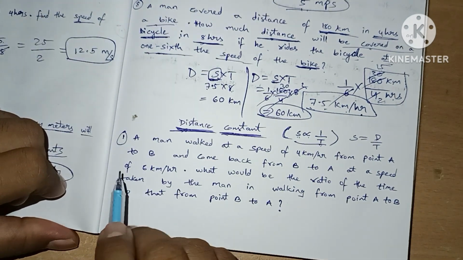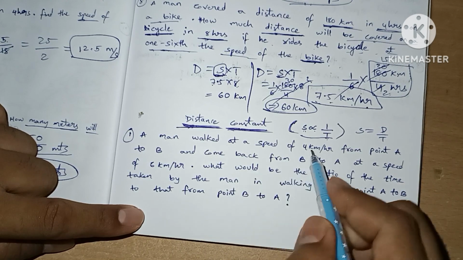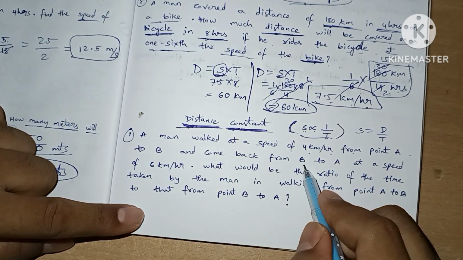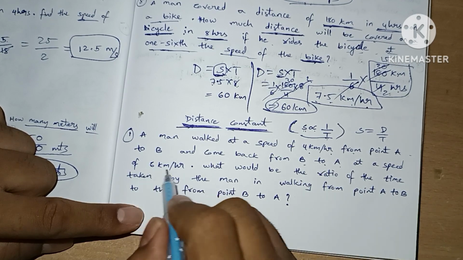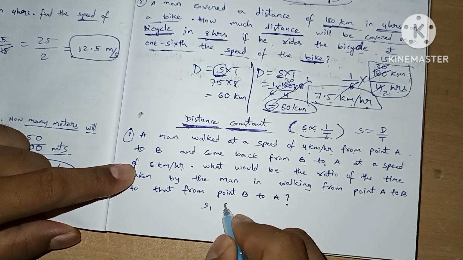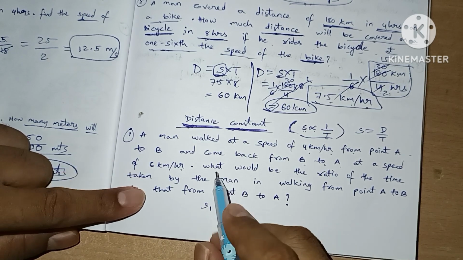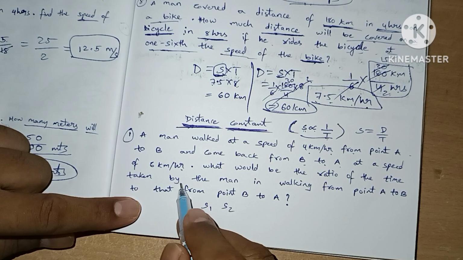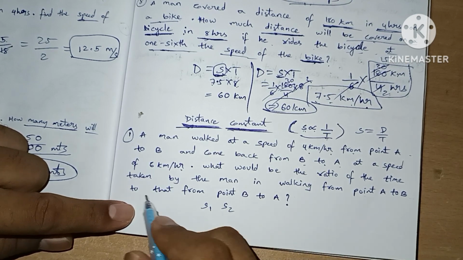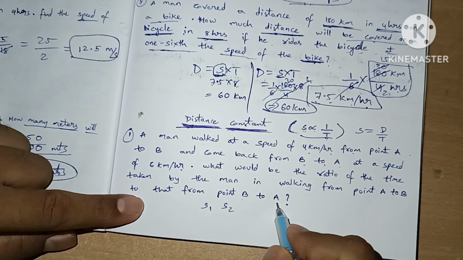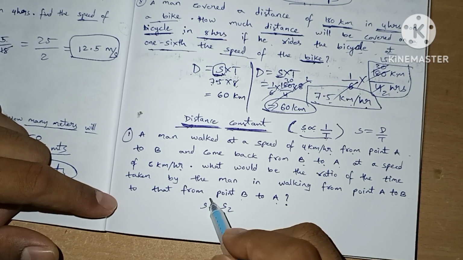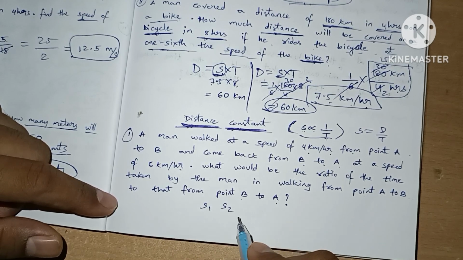Let's start with questions. A man walked at a speed of 4 kilometers per hour from point A to B and comes back from B to A at a speed of 6 kilometers per hour. So we have two speeds, S1 and S2. What would be the ratio of the time taken by the man in walking from point A to B to that from B to A? The question is in 5 lines, but the answer is in only 2 steps.